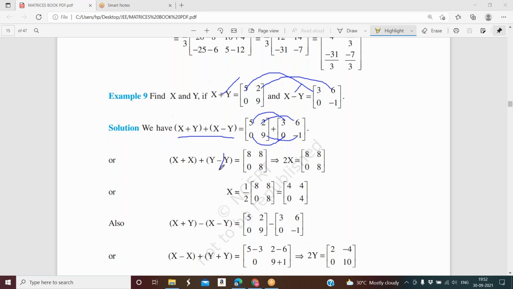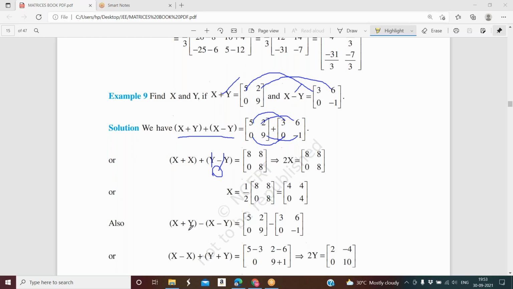So in the left hand side, what are you getting? y minus y will give you the 0 matrix. x plus x is 2x. So 2x equal to 8, 8, 0, 8. So from this, what is x? x is 1 by 2 times 8, 8, 0, 8. Okay, so we need to bring this 1 by 2 inside the matrix. What will you get? 8 by 2, 8 by 2, 0 by 2, 8 by 2. It is 4, 4, 0, 4.